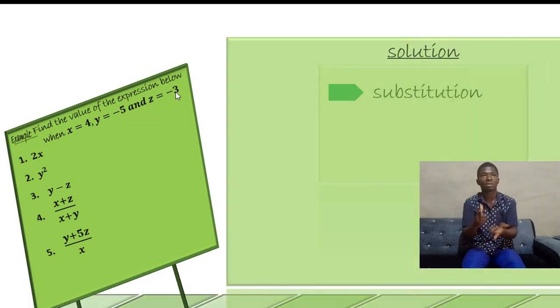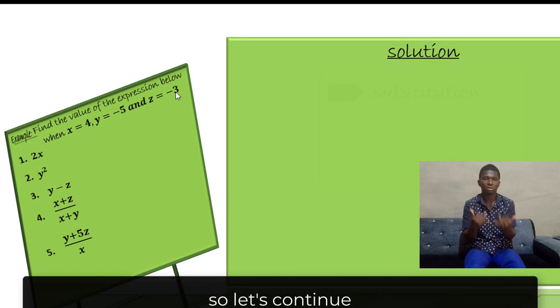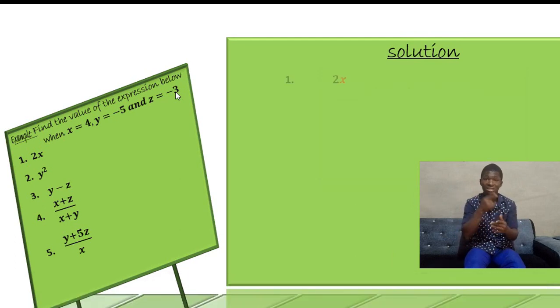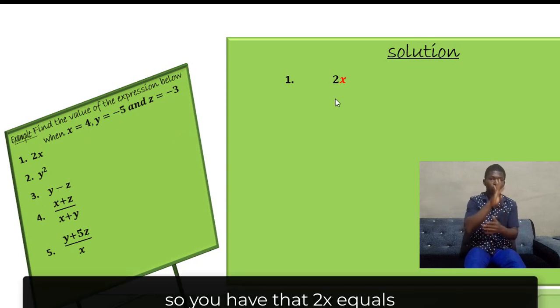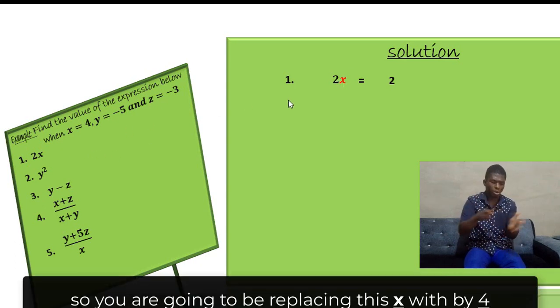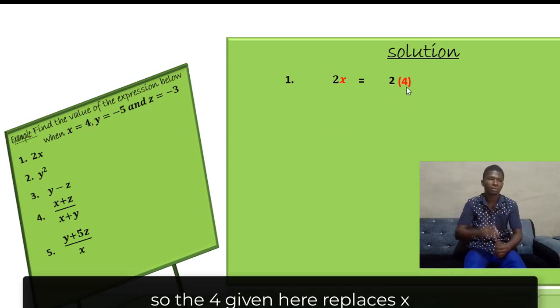So let's continue now. The first question says, question 1, simplify 2x. So what is 2x when x equals 4, according to what we have here? You are going to be replacing this x by this digit 4. That is just what is happening here.